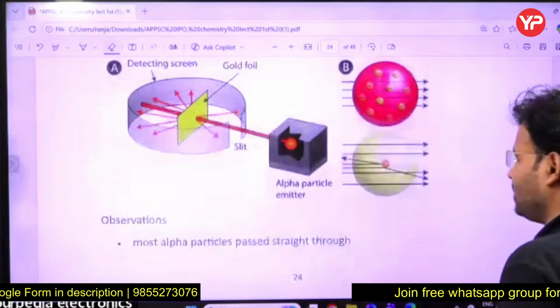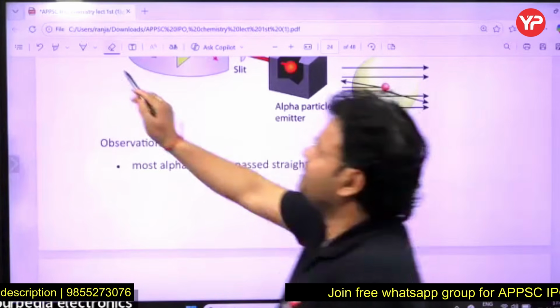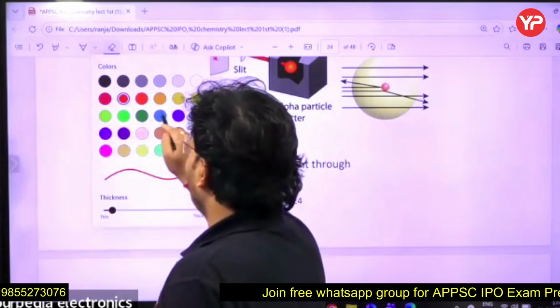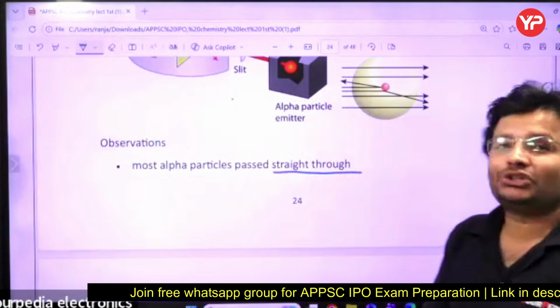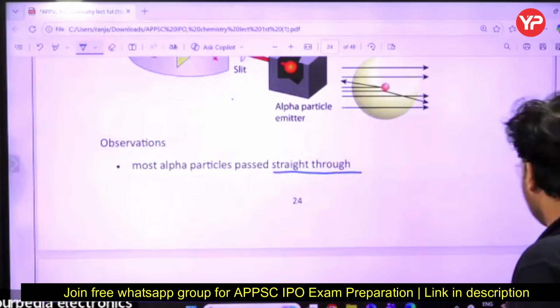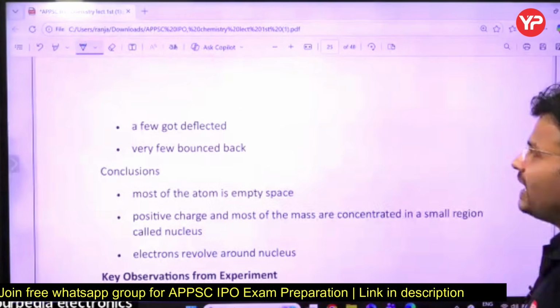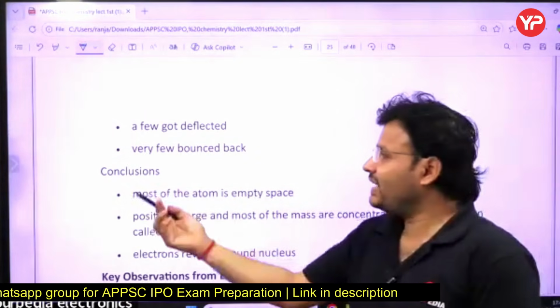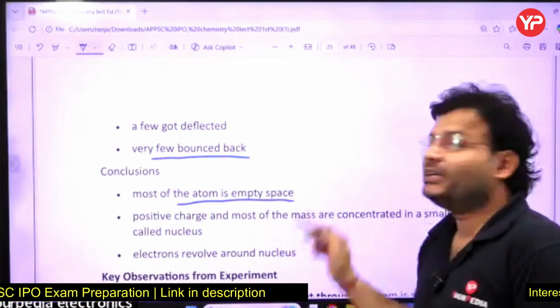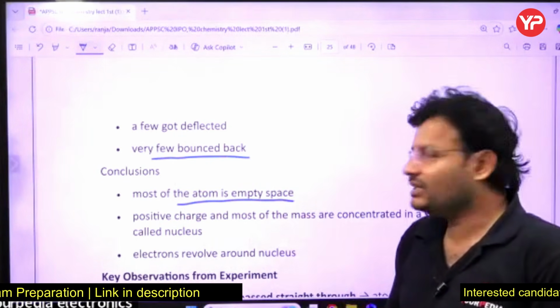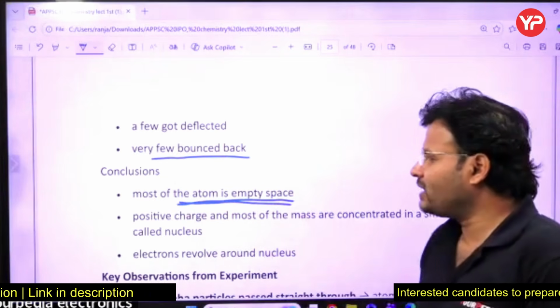So what observation can we see? The observation written here is: most alpha particles pass straight through. They are not reflected, right? So what is the meaning of that? A few get reflected and very few bounce back. Conclusion: most of the atom is empty space. Why? Because the particles are not reflected. So the conclusion is that most of the atom is empty.